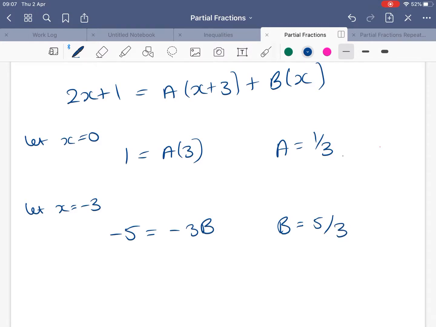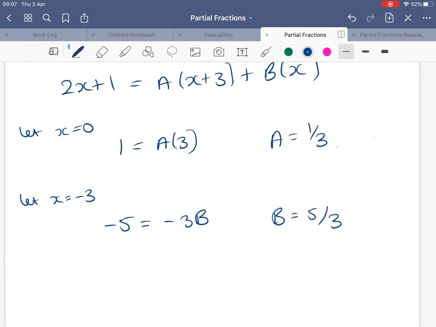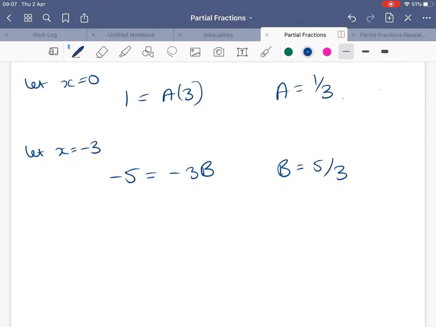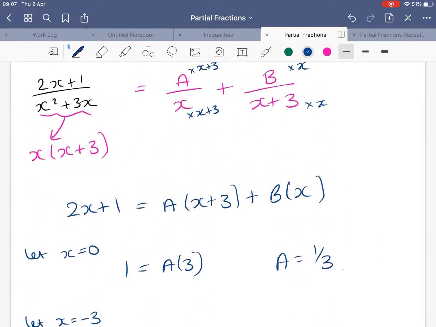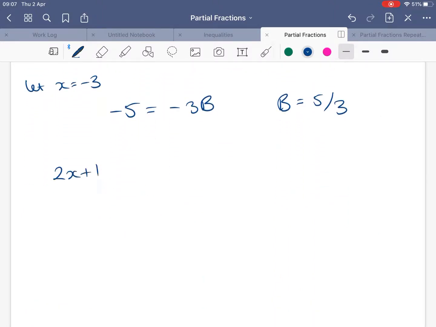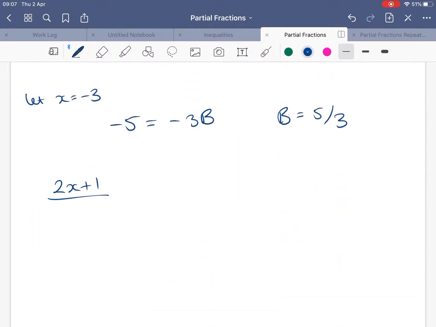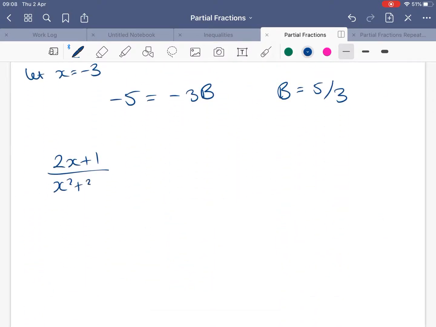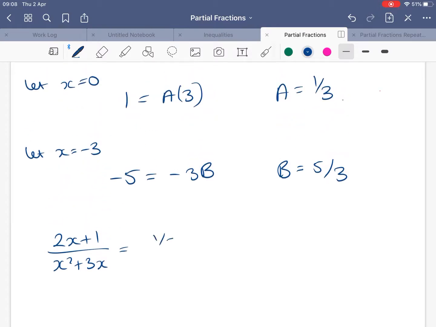And the reason I wanted to show you this one was because the best way to write this down is then to write, sorry, I'm trying to remember what this is, 2x plus 1 over x squared plus 3x. Now you could write it like this. You could write 1/3 over x plus 5/3 over x plus 3. But that's not really very nice, okay?